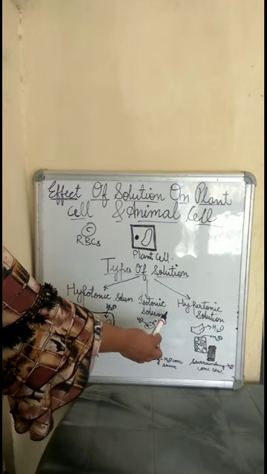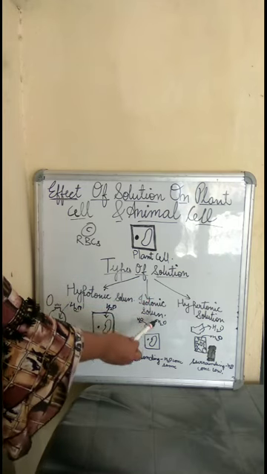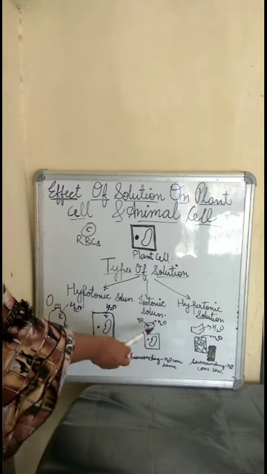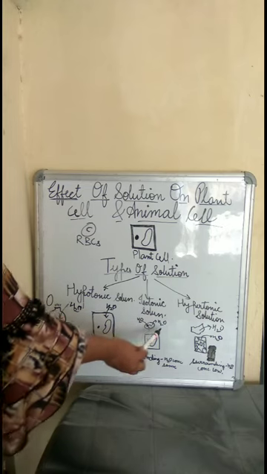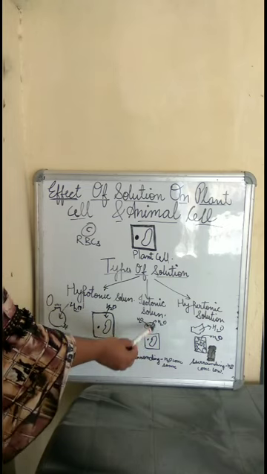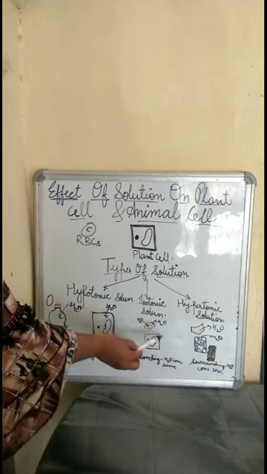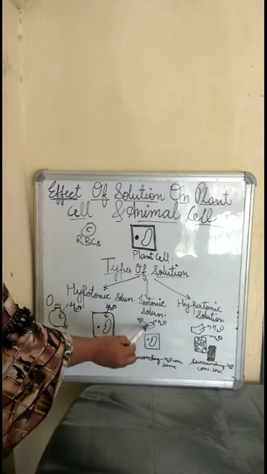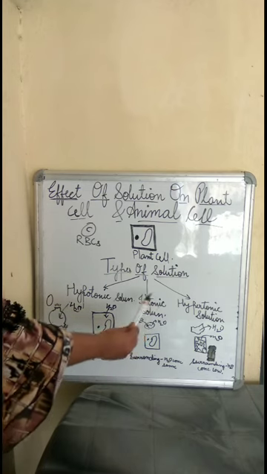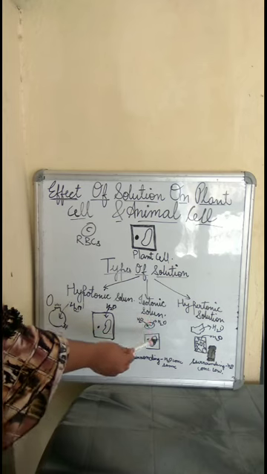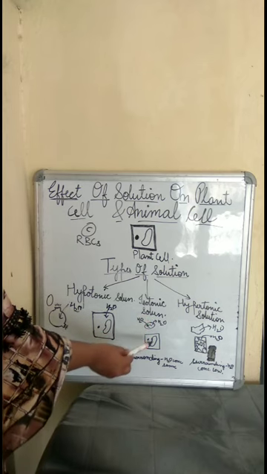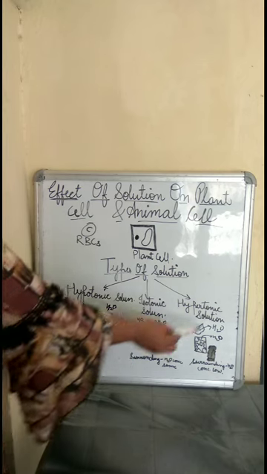Okay, then is isotonic solution. In an isotonic solution, the amount of water and the solute particles is the same as present inside the cell. So water will move inside and outside of the cell. So there is no loss or gain of water, and the cell will remain as it is.